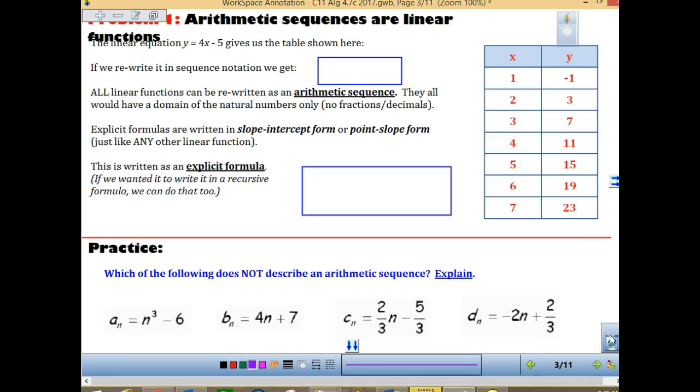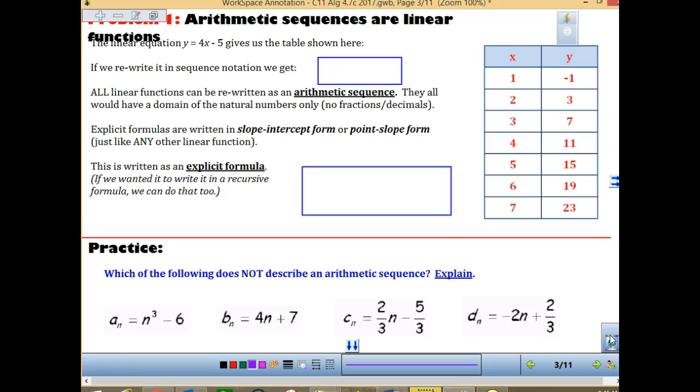So, as we are looking, it says a linear equation, y equals 4x minus 5. First off, if you were looking at that equation, what would you tell me is my y-intercept? The y-intercept is negative 5. And the slope, my rate of change, is 4. Okay? So making sure we're understanding that as we look at our equation, it says if we're going to rewrite this in sequence notation.